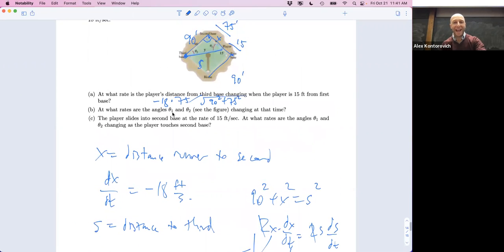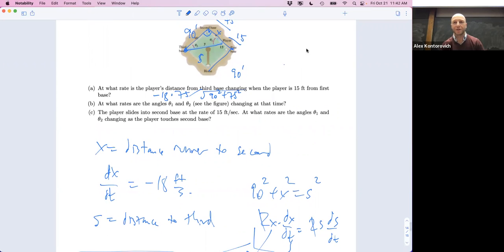At what rate are the angles theta 1 and theta 2 changing? So this is theta 2. Let me draw a bigger picture. This is theta 2, 90. This is x. So we're going to do the problem.